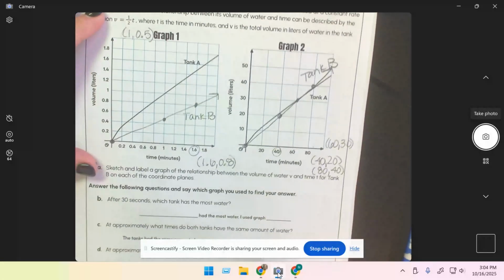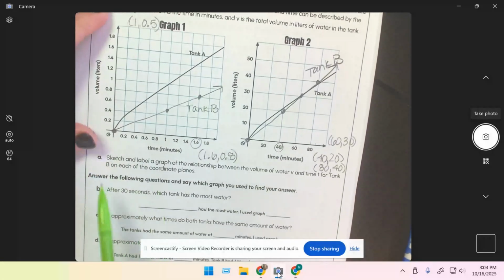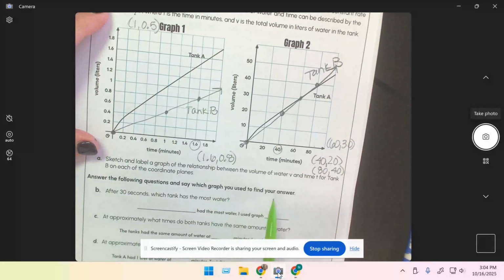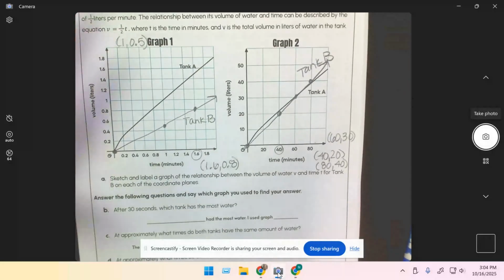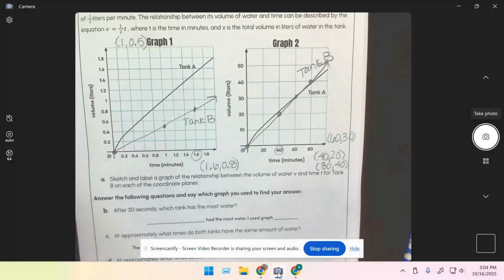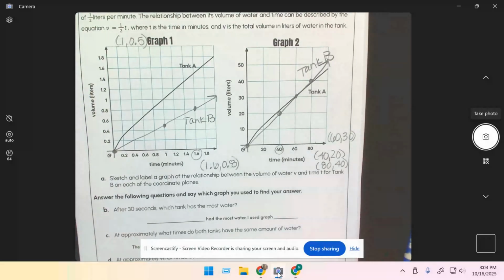Okay. So down here it says answer the following questions, and we're going to say which graph we use because they're representing the same two tanks. They're just, as you notice, the time in minutes right here, we have a lot more minutes, a lot bigger numbers here and smaller here. Same thing with the liters.